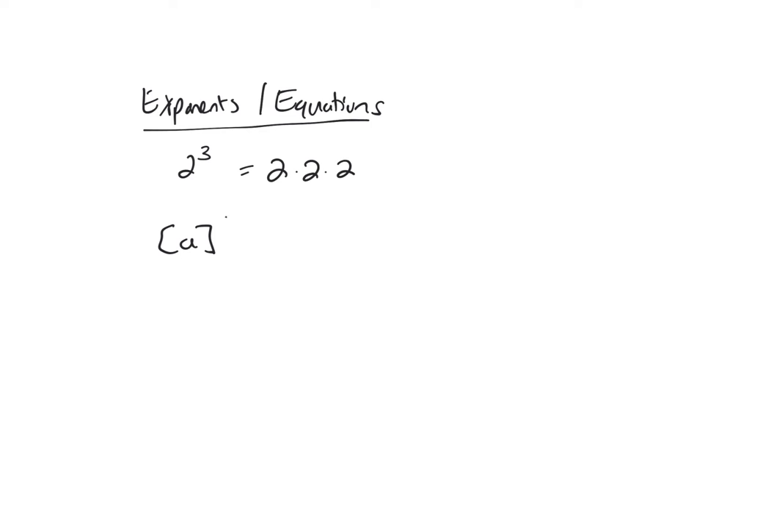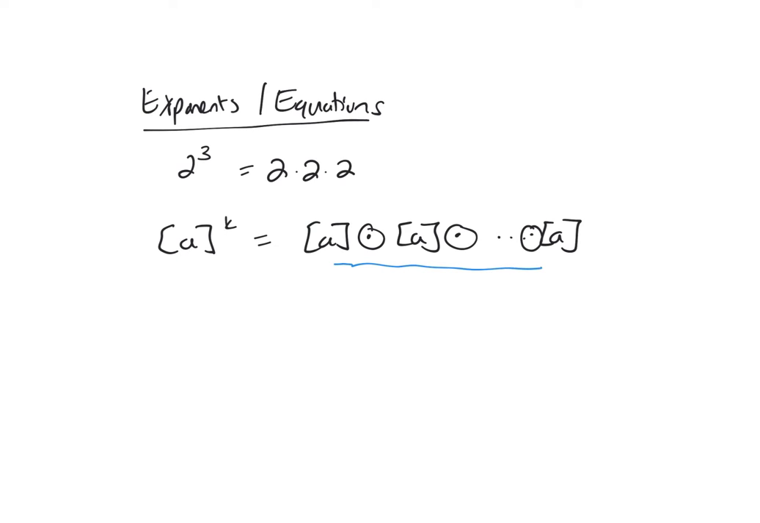So if I say a to the k in Zn, this means I'm taking the equivalence class of a, or congruence class, times itself, times a, and you have k of them. You have k factors here. Okay, so let's look at an example of how this would work.